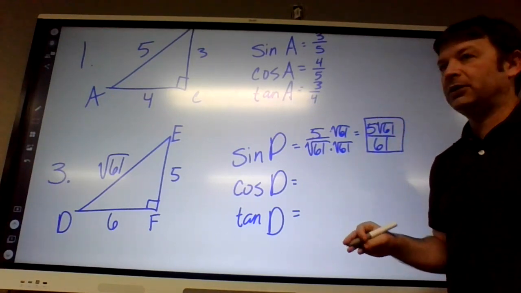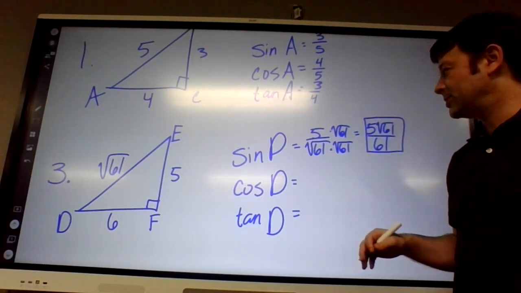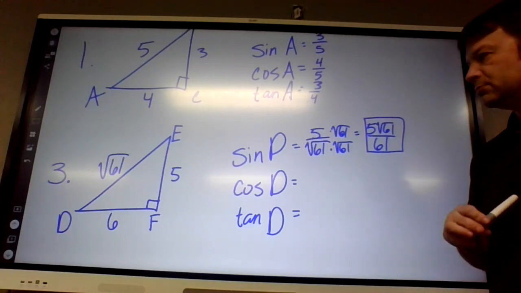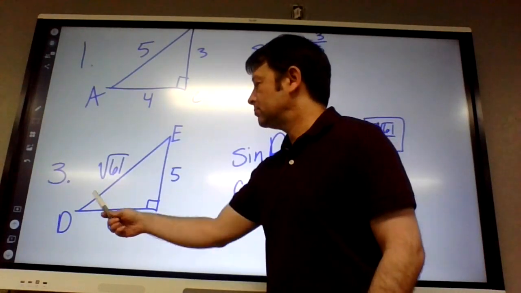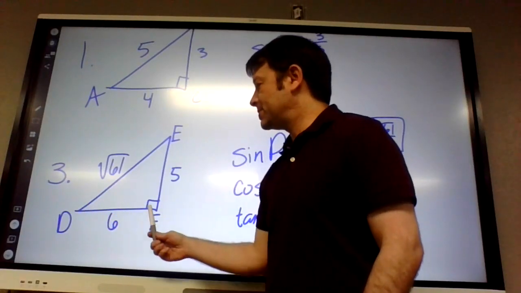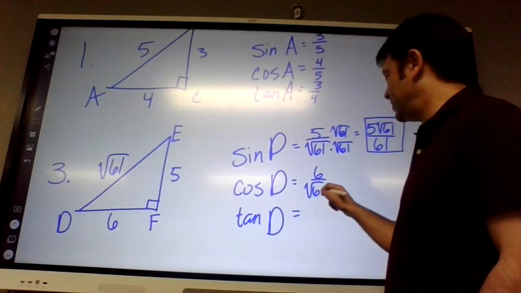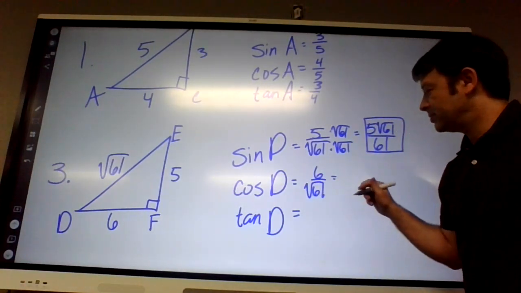All right, Cadence, cosine. 6 over root 61. Right. So adjacent 6, hypotenuse square root of 61. So it's going to look very similar to the other one.